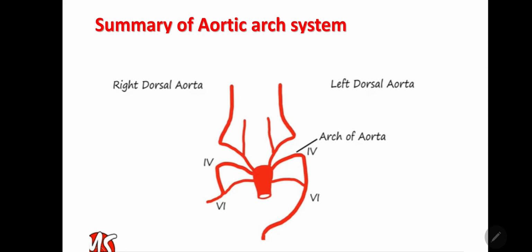Whereas on the left side, the fourth aortic arch forms the arch of aorta, and the left seventh intersegmental artery forms the left subclavian artery. And the portion between the fourth and sixth arch forms the brachiocephalic trunk on the right side.